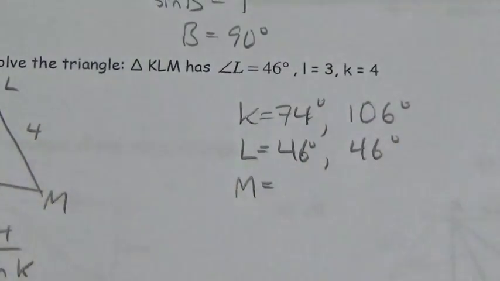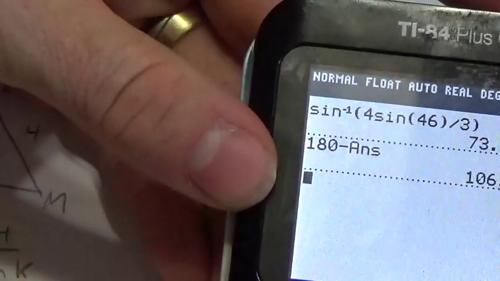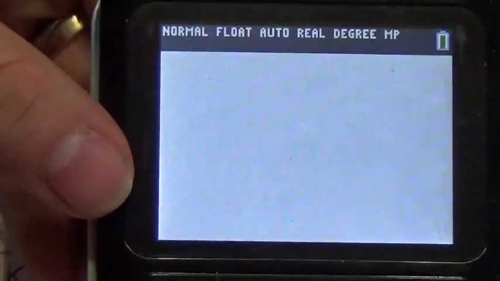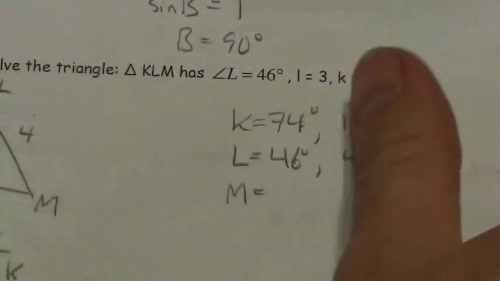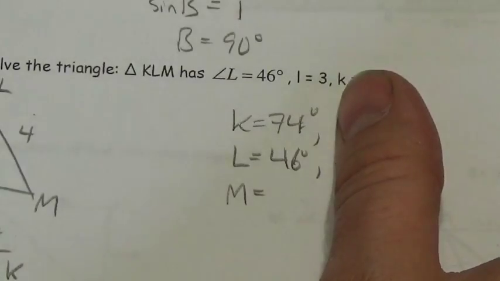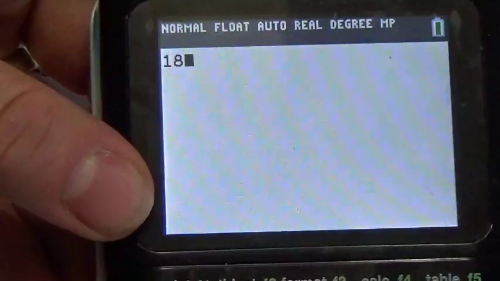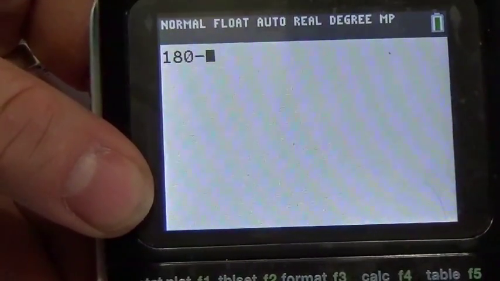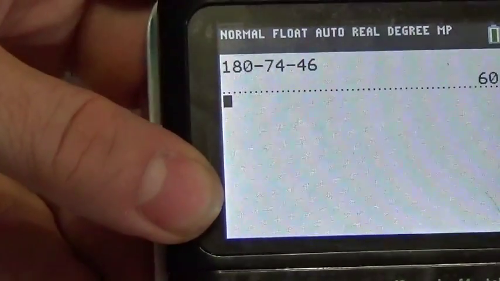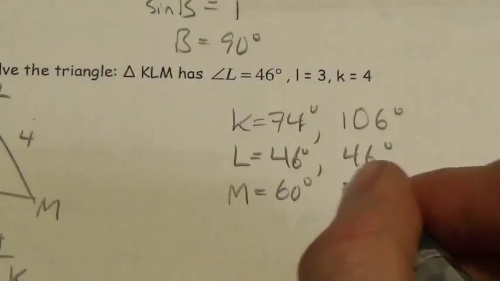Now it's M. Okay, now I'm probably going to have to start from scratch here. So in this first case, what would it look like if K was 74 and L was 46? Well, 180 minus 74 minus 46. Okay, and angle M could have been 60 degrees. Well, that actually works out just fine.